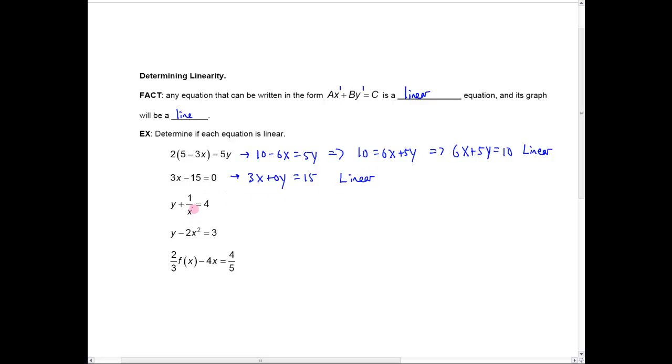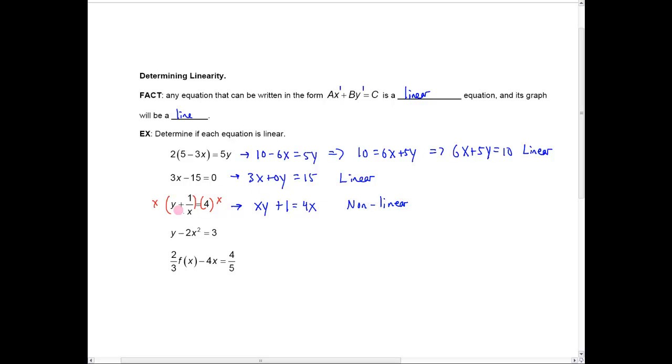Okay. Notice right here, though, even though there's an x to the first and the y to the first, this x to the first is in the denominator, and you don't have any x's in denominators up here. And if you tried to make it look like this, you'd have to multiply both sides by x. And that would give you that xy plus 1 is equal to 4x. But see, now I have an x times a y, and that makes it not be linear. Okay, the x in denominator, or x times a y, that makes it be nonlinear.